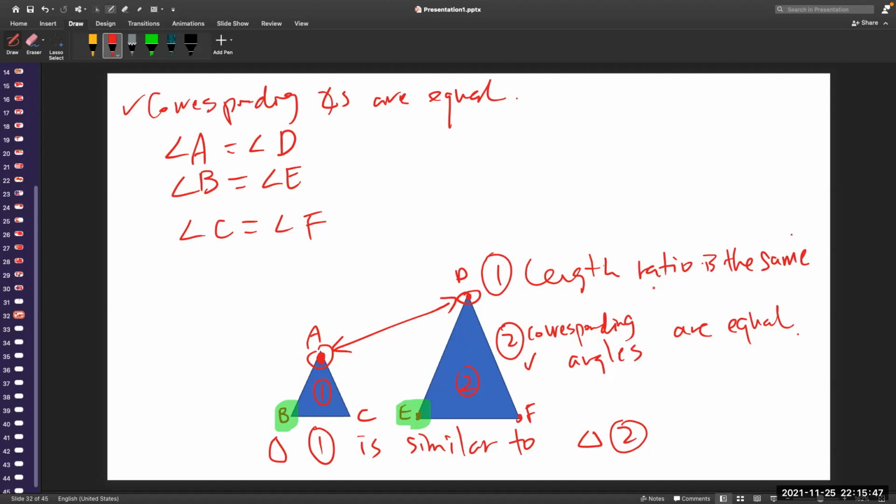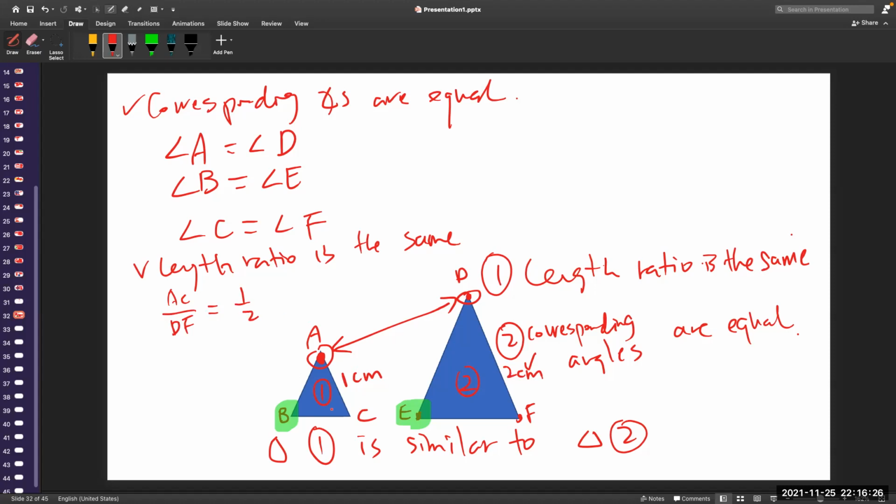So the first concept, length ratio is the same. What is the meaning of that? This means if AC is 1 cm and DF is 2 cm, then the length ratio between these two is the same. If these two are similar, AC over DF, the length ratio is 1/2, so it's half.